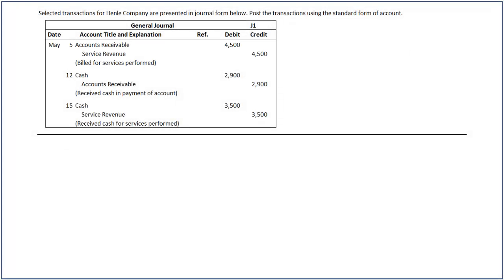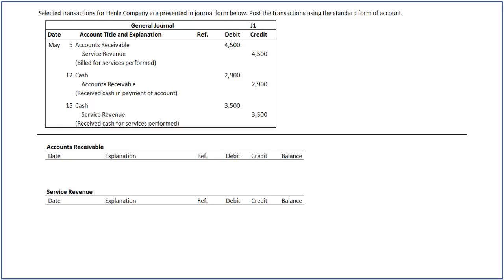Since 2 accounts, accounts receivable and service revenue, are involved, these 2 ledger accounts will be affected. First, we post the entry to the account which has been debited, which in this case is the accounts receivable account. In the process of posting, we will first enter the date of transaction in the date column and enter the journal page, which is J1, in the reference column. Then we enter the amount of $4,500 in the debit column, which results in a balance of $4,500.